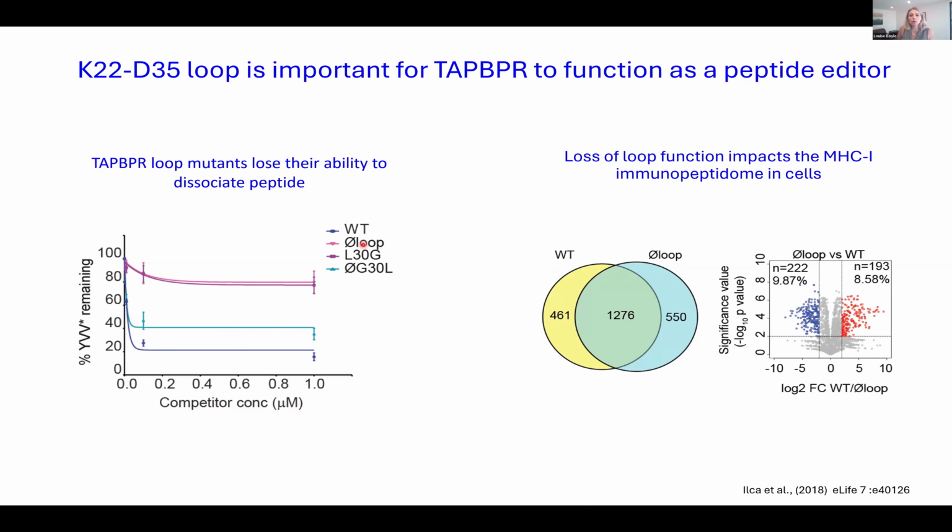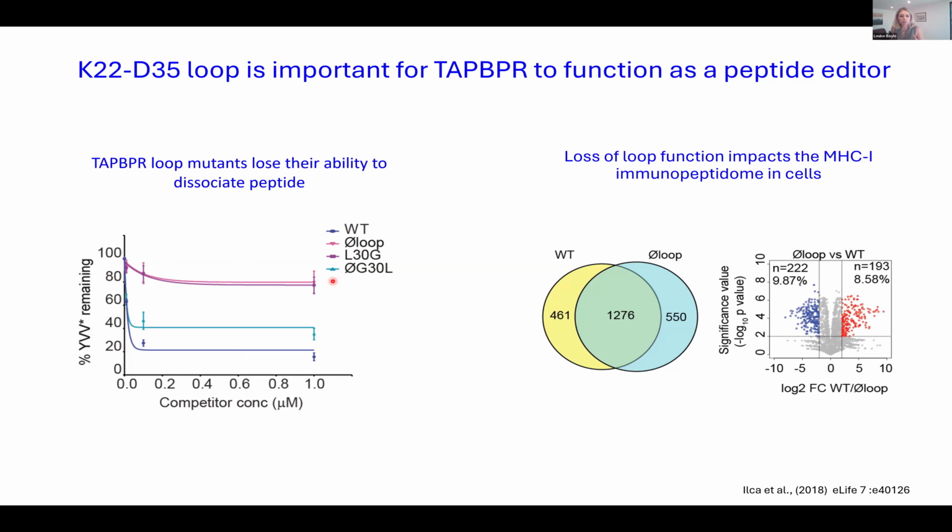We then went on to perform peptide exchange assays, looking at the ability of the loop mutants to perform peptide exchange. And this revealed that while the wild type protein, shown here in the dark blue colour, was very good at dissociating peptides from MHC class 1, when we mutated the loop region of TAPBPR, we found we'd lost the ability of the TAPBPR to now promote peptide dissociation from the MHC class 1.